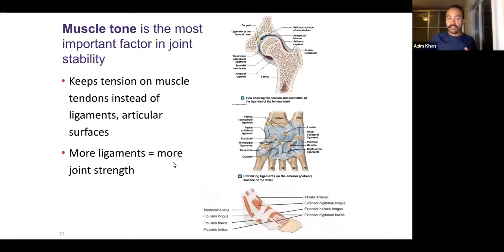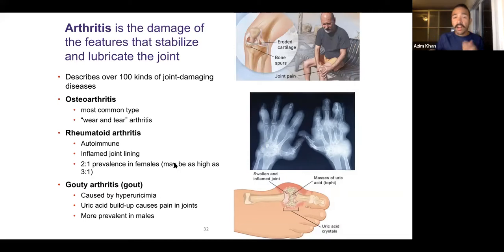Just did slide 31, slide 32. A little bit about some joint conditions. There's a lot of different joint conditions out there. We're only going over 3. Collectively, the name of these joint conditions is known as arthritis. Arthro, remember, means joint. Itis means inflammation or damage to. So damage or inflammation of joints, arthritis. There's over 100 different kinds of arthritis. Let's go over 3 common ones.